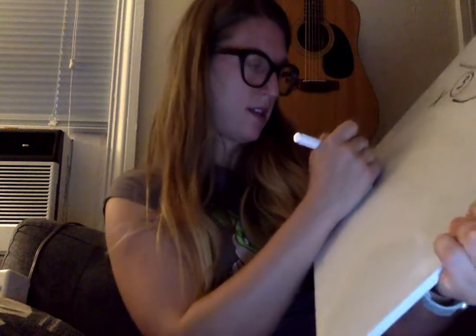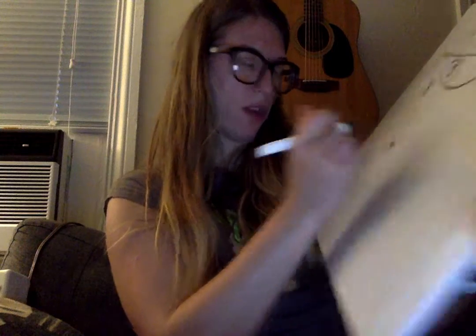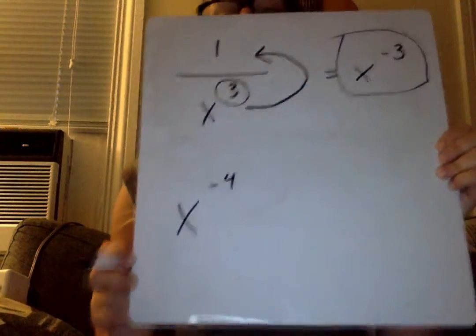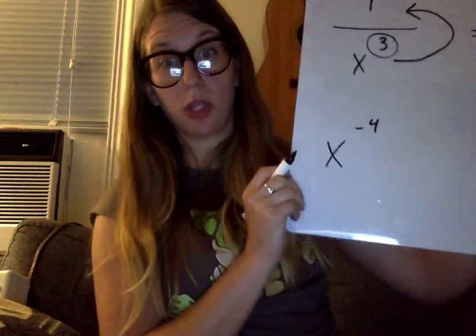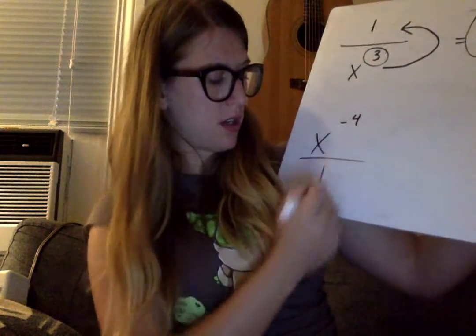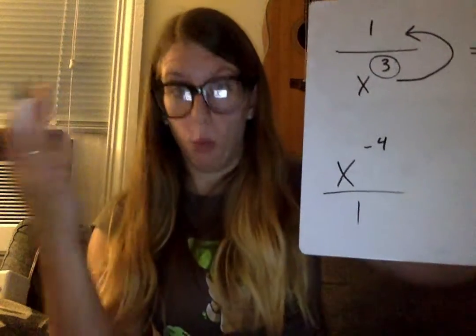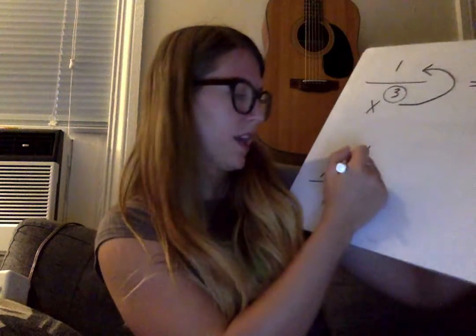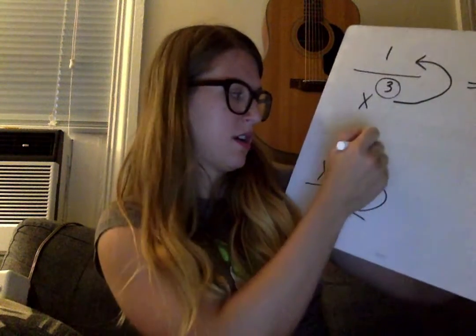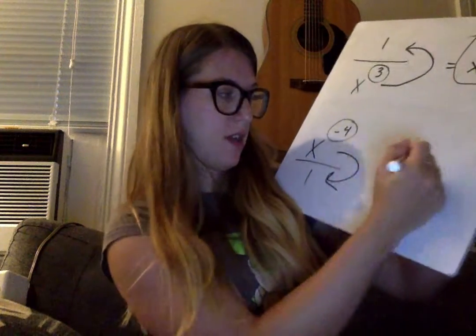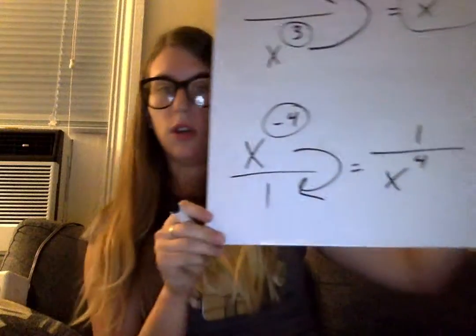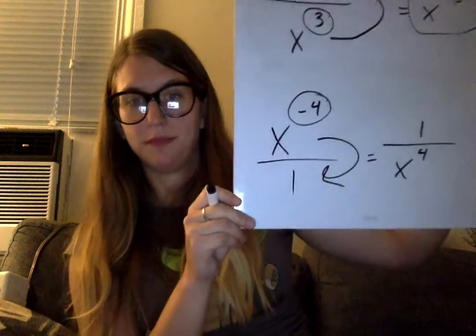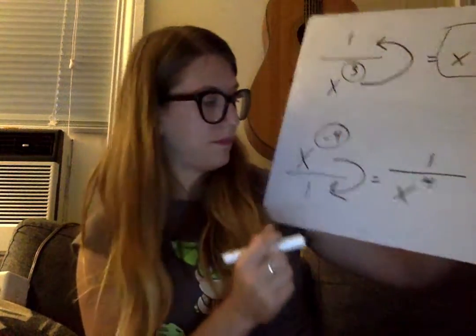If I had x to the negative fourth, and I said, ugh, I hate negative exponents, they look disgusting, here's what you can do. Since everything is over an invisible 1, I can jump the line and change the sign. And this is the same thing as 1 over x to the fourth. That's it. They're the same exact thing.